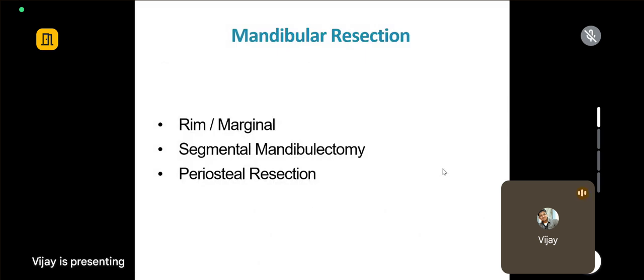Coming to the mandibular resection part, which can be broadly divided into rim or marginal mandibulectomy, defined as the removal of a portion of the bone while maintaining the continuity of the mandible along the lower border. Segmental mandibulectomy can be defined as the removal of a portion of the bone without maintaining the continuity. And periosteal resection is removal of the mucoperiosteum of the bone.